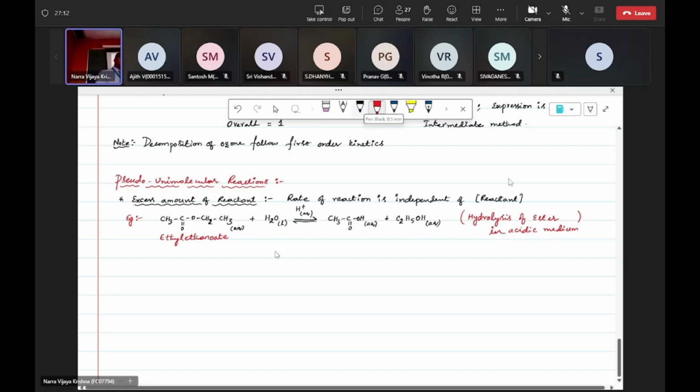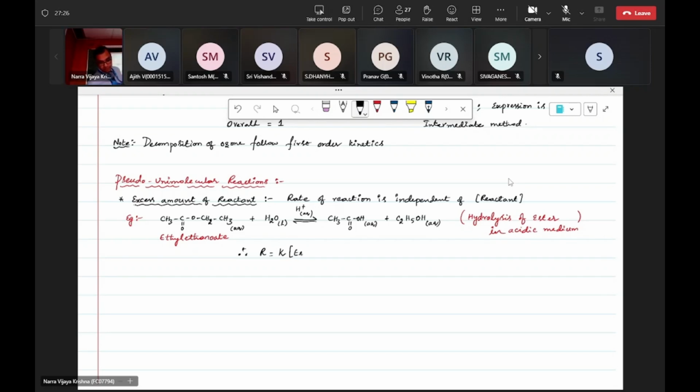Let me assume its rate constant as K. Therefore, what is the rate expression? Rate of reaction equals rate constant K into concentration of ester power 1 into concentration of water. I would generally write power 1, but this is taken in aqueous medium, so water is already in excess quantity. If it is in excess, what happens to the concentration of water? Power becomes 0, meaning concentration of water becomes 1, because it is in excess quantity.